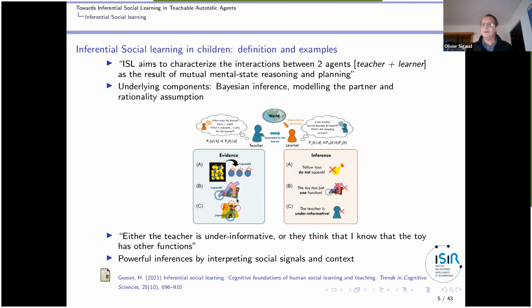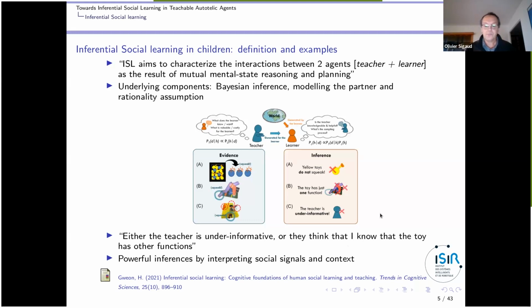Otherwise, probably the teacher would try to be maximally informative and would demonstrate other properties. But if now the infant knows that some object has several properties, several capabilities, for instance, and the teacher only shows one, then there are two options for that child. Either they think that the teacher is under-informative, or they think that the teacher knows that they already know that the toy has other functions. Okay, so you can see that with these inference mechanisms, if you have some model of what the other, the social partner, knows and does not know, or thinks or believes, etc., you can have a powerful inference mechanism to decide what's really happening by interpreting these social signals and the context. So previous knowledge about what you know about the other agents.